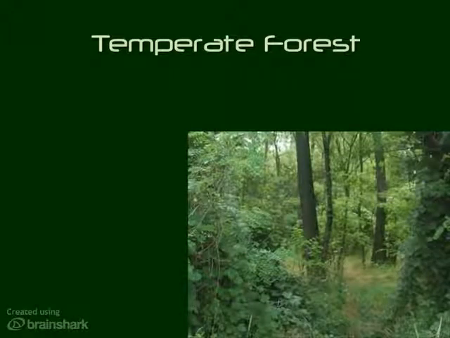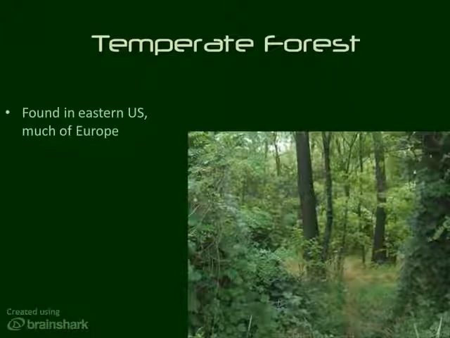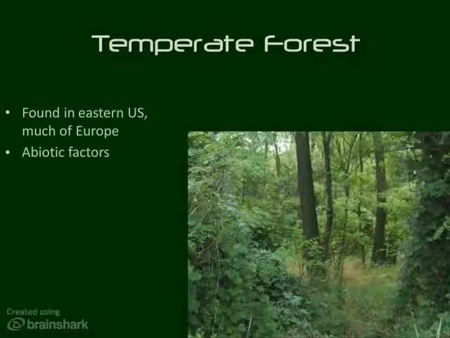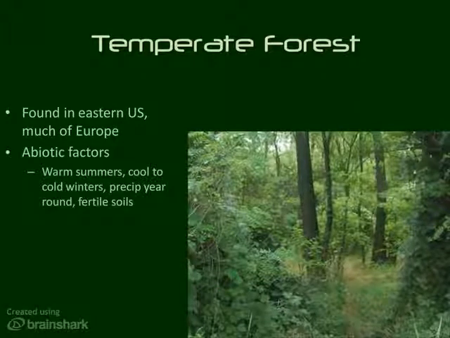From the chaparral, or woodland and shrubland, we move into the temperate forest. This is found mostly in the eastern U.S. and across much of Europe. It's characterized by warm summers, cool to moderate winters, and year-round rainfall. No rainy season as in the other biomes. The rain year-round allows for the soil to become very fertile.